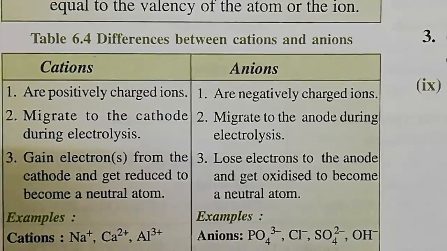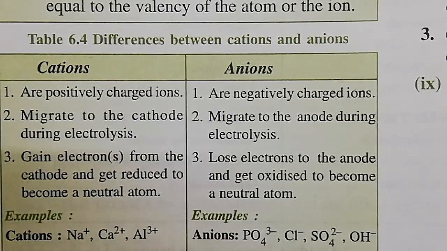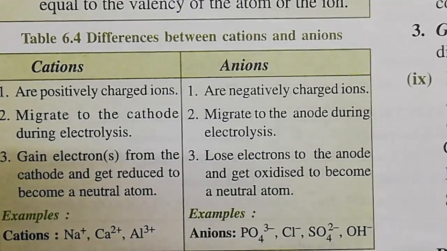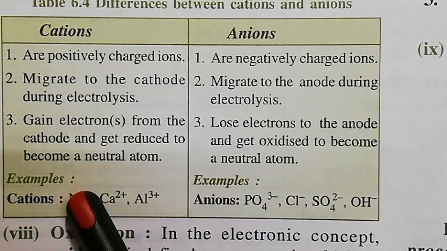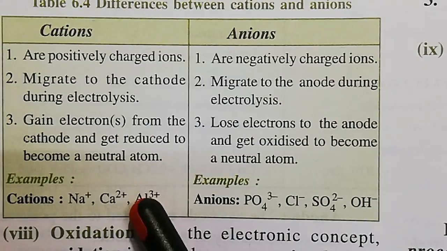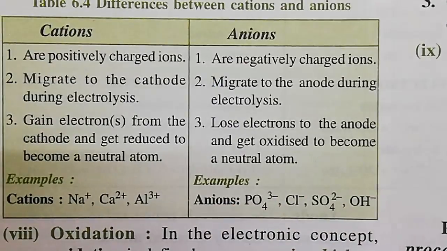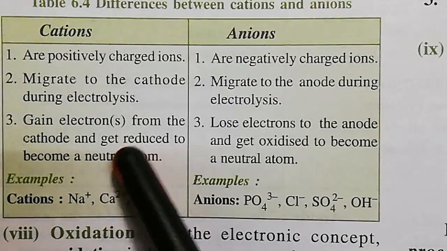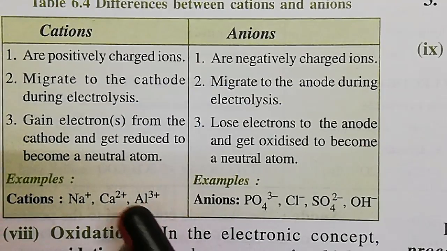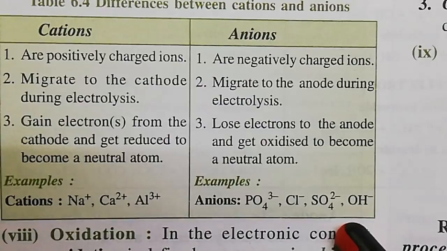So differences between cations and anions are there. What are the cations and what are the anions? Cations are positively charged particles and the anions are negatively charged particles. The examples are given. You just go through all the examples very carefully. Sodium, calcium, aluminium are cations; phosphate, chloride, sulfate and hydroxyl are the anions. So cations are positively charged. They will have the tendency to discharge at the negative electrode, that is the cathode, and that's why it is said cations move towards the cathode and the anions move toward the anode.